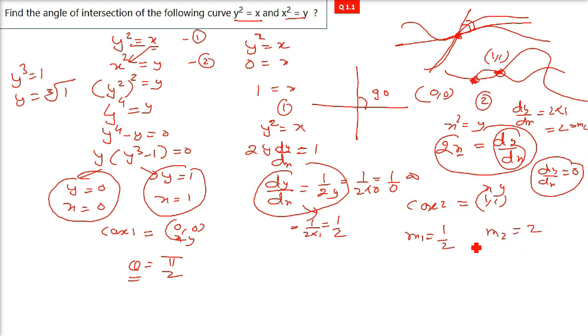When you have m1 and m2, two lines, two slopes, how are we going to find the angle between them? The angle between two lines is tan theta equals (m1 minus m2) by (1 plus m1 m2). And please remember, we have to take the modulus.